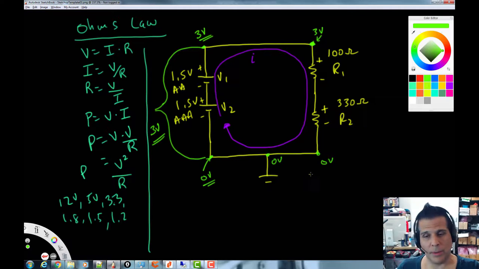Now here's where it gets tricky. 3 volts up here, 0 volts here. What is the voltage right here? That's a good question. There are a lot of ways we can approach this. And again, we have Ohm's law, so that's one thing to compute this with.